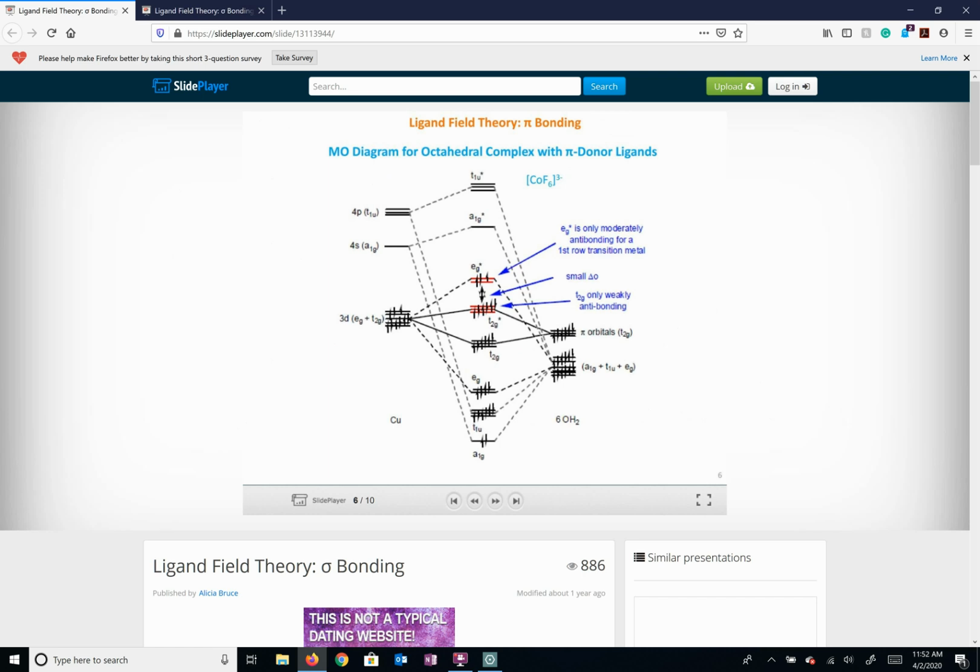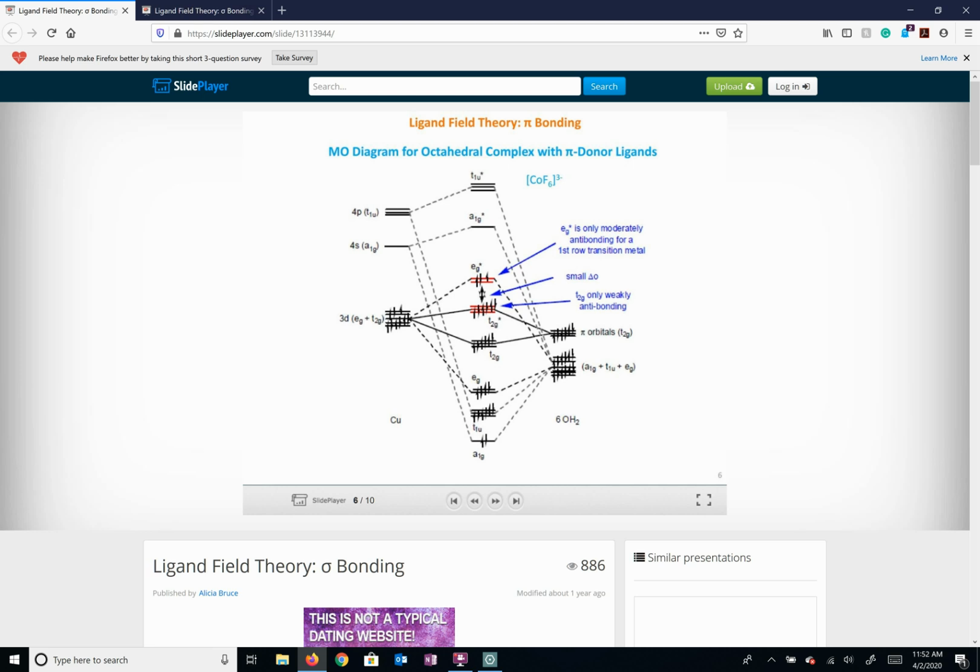Okay, so as promised, I did a quick search to find you an example of a complete molecular orbital diagram with pi donor ligands and pi acceptor ligands. If you look at the top here, this isn't my work. I'm not taking credit for this, right? There's the reference up there. So thank you to whoever made this. This is about as clear a molecular orbital diagram as we can get.